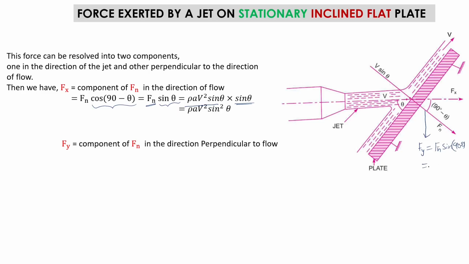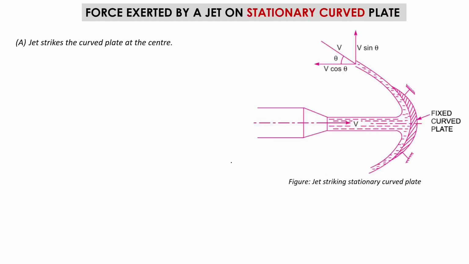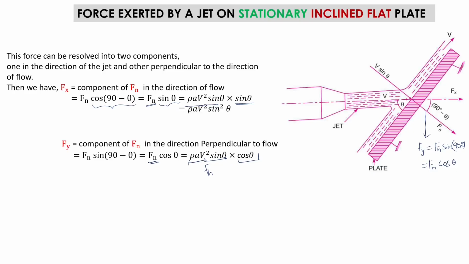So this is going to be Fn cos theta. So now we are going to be dealing with that. Let us see. Yeah, so Fn sin(90 minus theta) gives Fn cos theta. So what is the value of Fn? Fn is rho a v square sin theta, and cos theta is already there, so we are getting rho a v square sin theta cos theta. So that is it. We have got two components of that normal force to the inclined plate.